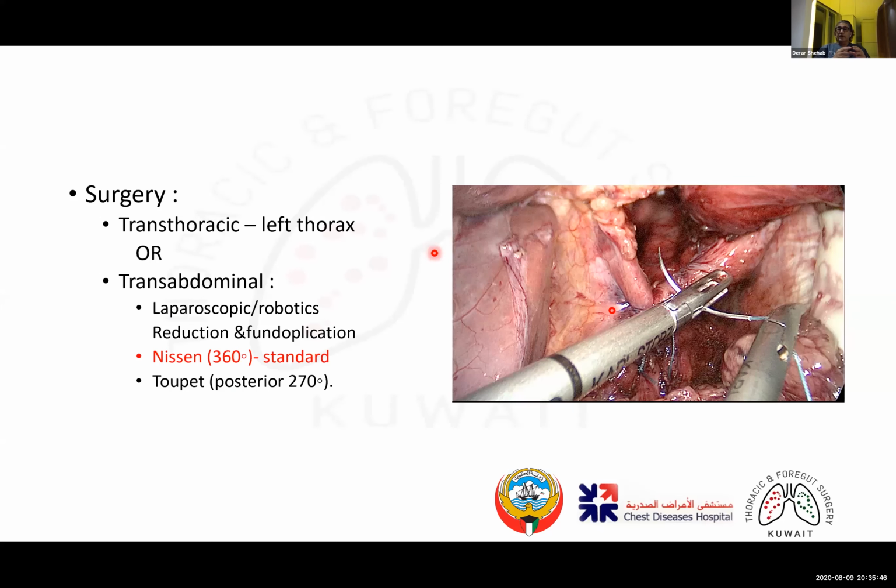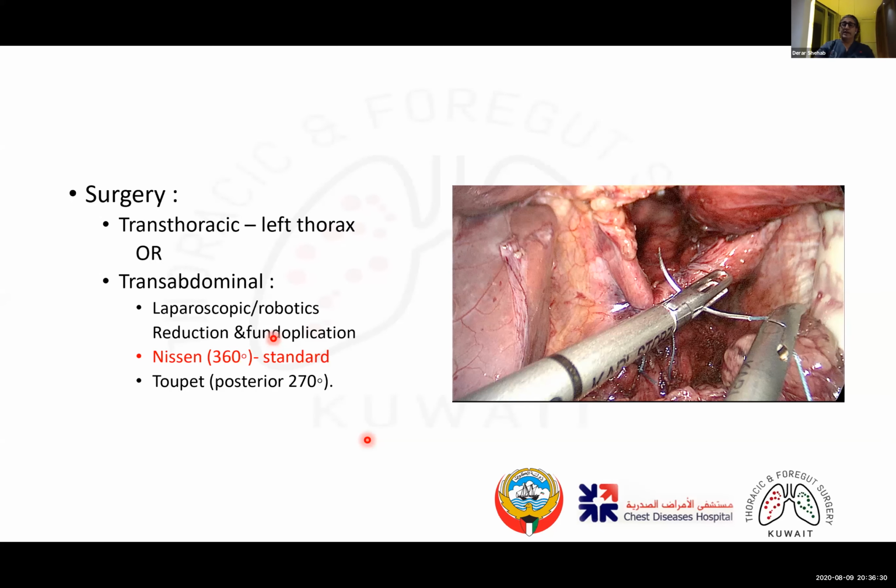So the repair of hiatal hernia could be done either transthoracic through the left thorax or transabdominal. And transabdominal is probably now more common, especially the minimally invasive surgery, in which we reduce the content of the hiatus, and then we do a fundoplication. We'll talk about the surgery later on. We have two types of fundoplication, either Nissen, which is the standard one, especially if there is no underlying motility disorder, or Toupet, which is a partial posterior 270 degree fundoplication. Again, we'll talk about it shortly.